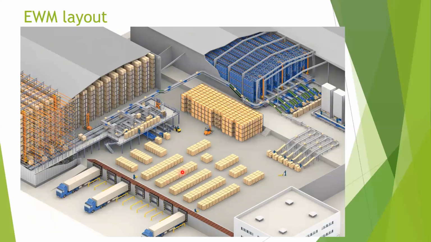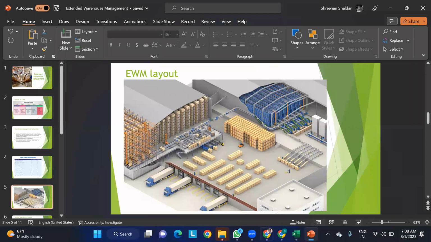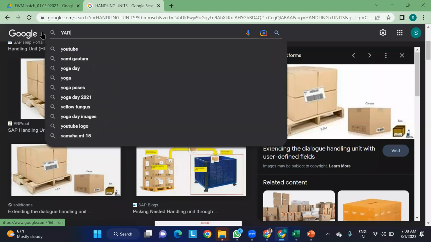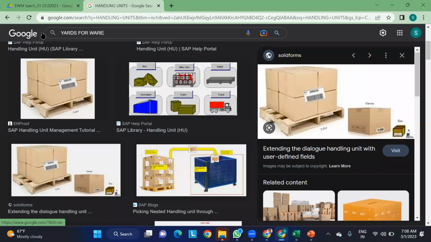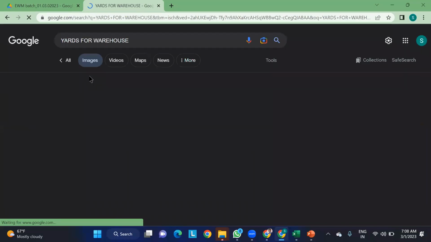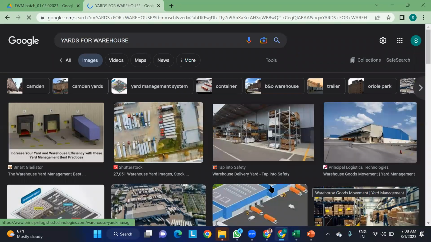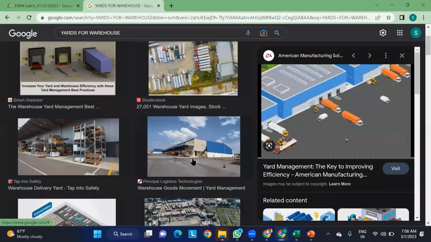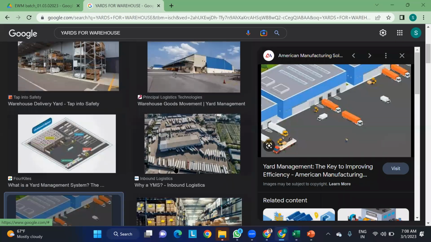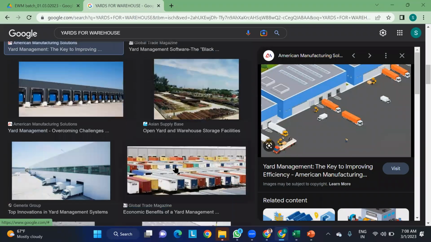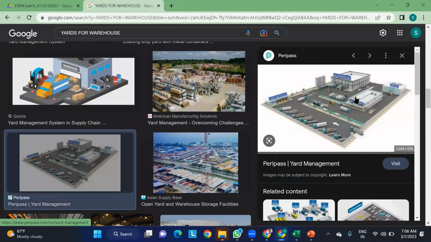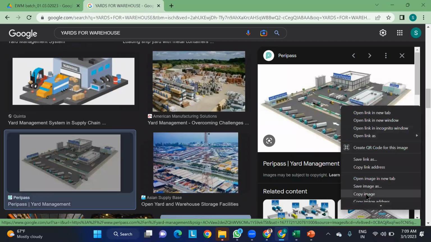What is there in the yard management? You may ask. I will just show you some yard warehouse images. Some gates, if they are involved, then it will be helpful. One minute, we'll check it. Okay, this one I can take as the example. Copy image.